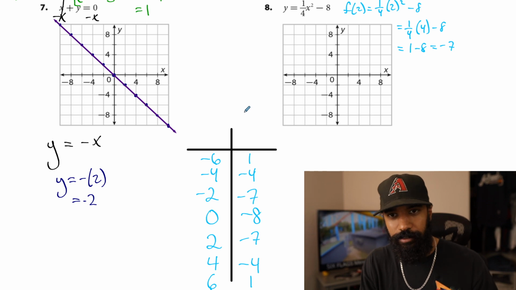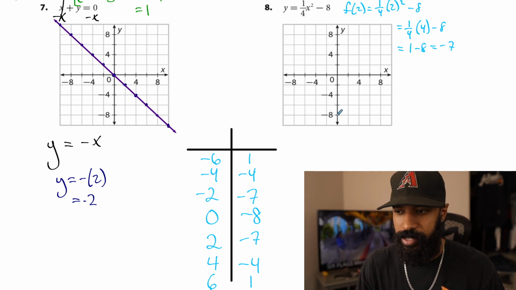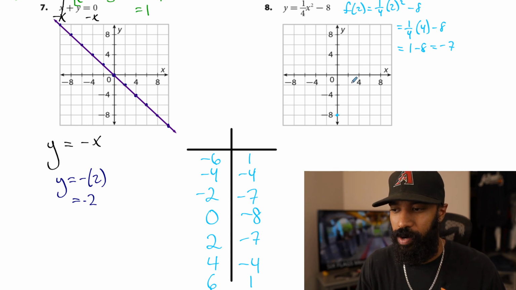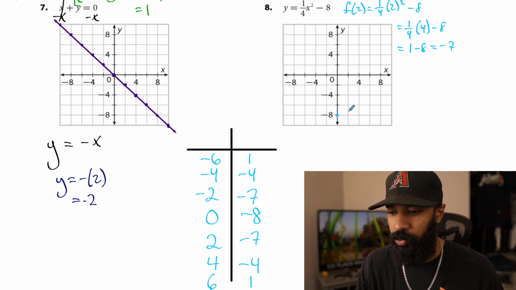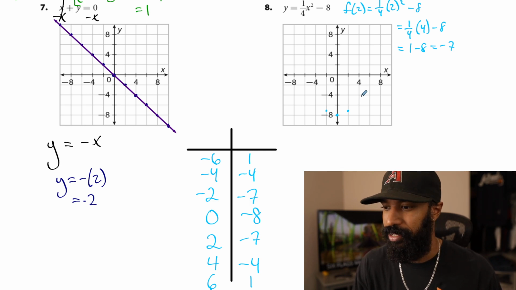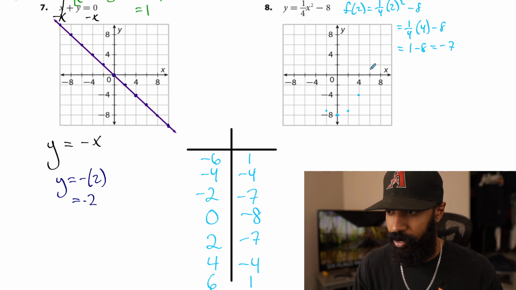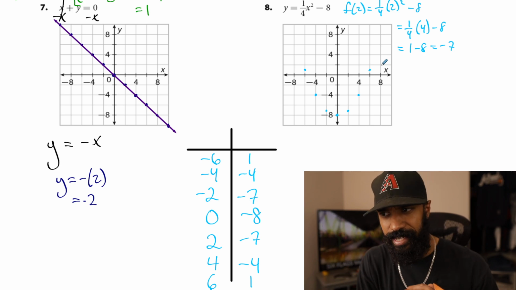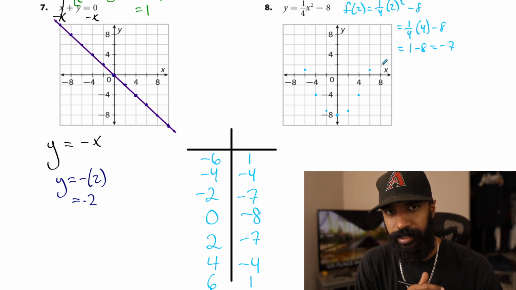I could probably fit more. I'll even plot the other points because I think I know where they go. Because I want to show you as U-shaped as I can get with this one. Because it's 1/4, I do like the trend that this thing goes on. It's going to be a wider looking U-shape, a wider looking parabola than even the previous ones that you saw. 4, negative 4, 6, 1. Negative 4, negative 4, negative 6, 1. Right there.